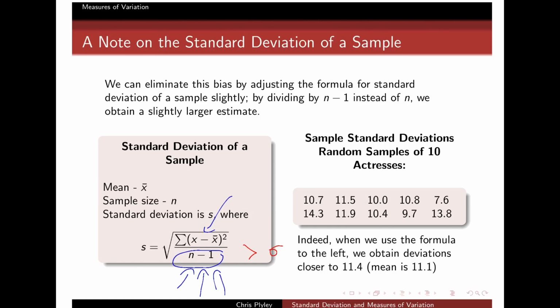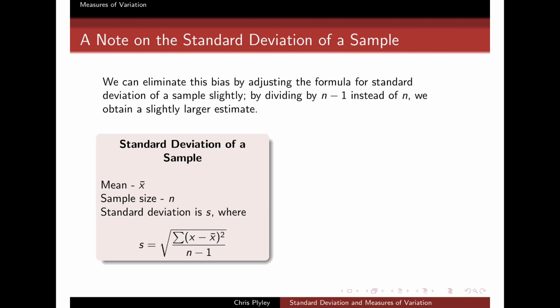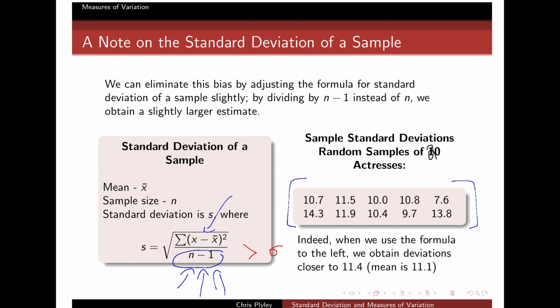And look what happens. This is the same samples of 20 actresses, and instead of using the population standard deviation formula, I used the sample standard deviation formula. And see how my numbers got a little bit larger? 10.7, 11.5, 10.0, and so on and so on. And I compare this to what I had before. See how much closer they are as a whole to 11.4, which is what I really want. I really want to use these numbers to estimate my real population.